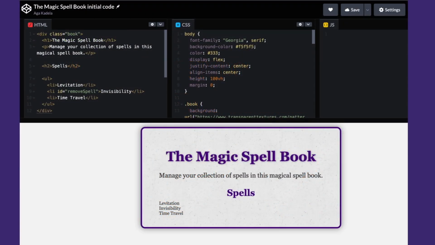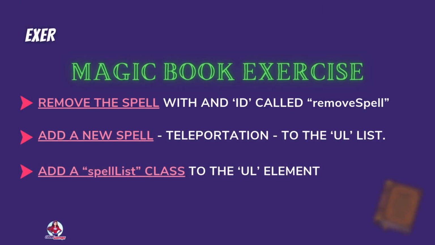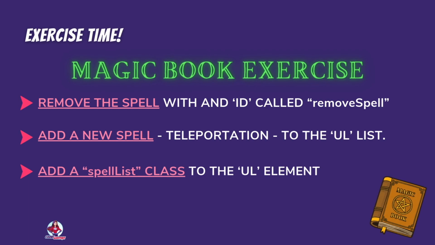In CodePen, I've prepared a draft version of the spellbook for you. You'll find the HTML and CSS code already written here. As you can see, one of the spells has an ID called removeSpell. This will be the spell that you will need to remove. Your next task will be to add a new spell. It's about the spell named teleportation. You'll create the spell and add it at the end of the list. Remember to add it inside the list, inside the UL element. Don't add it to the body because it will be outside the book.